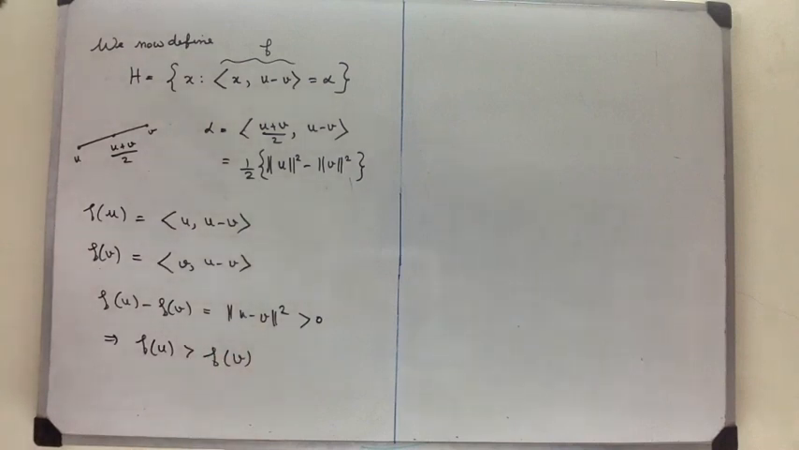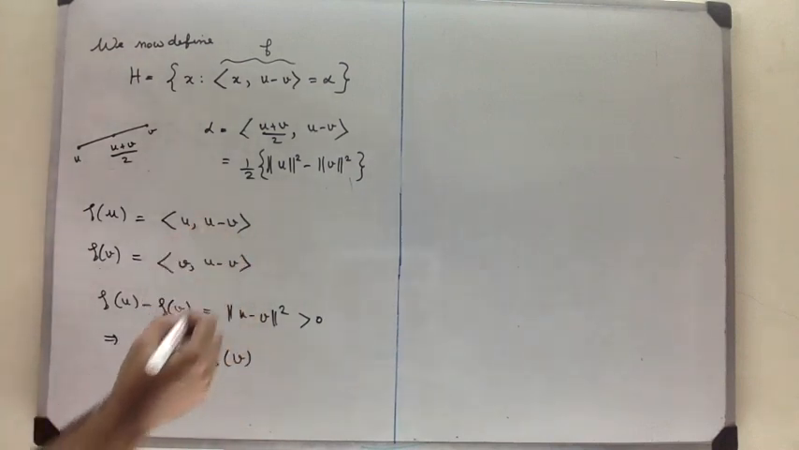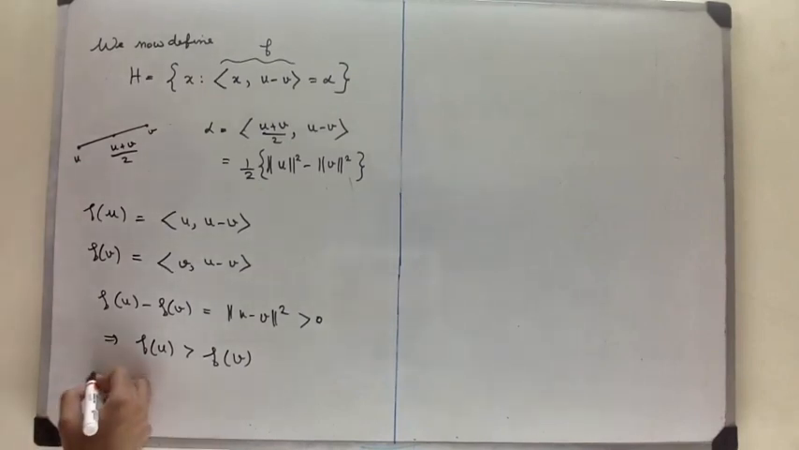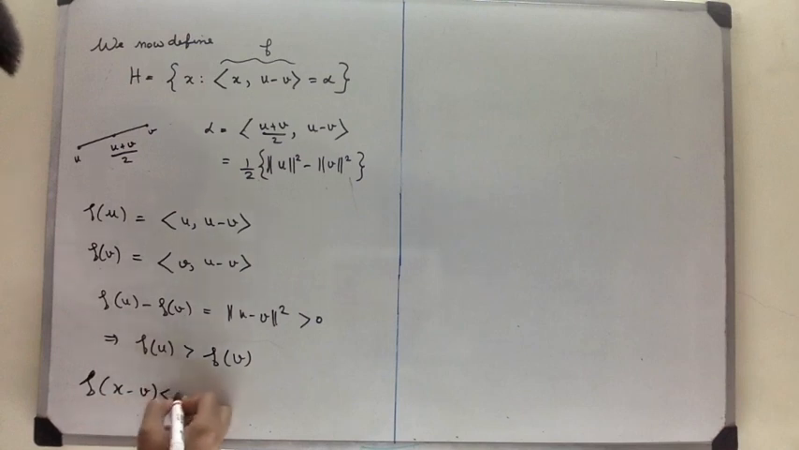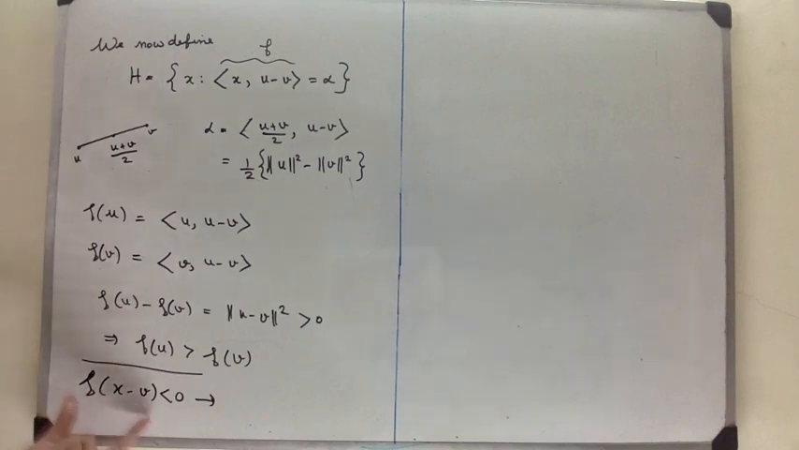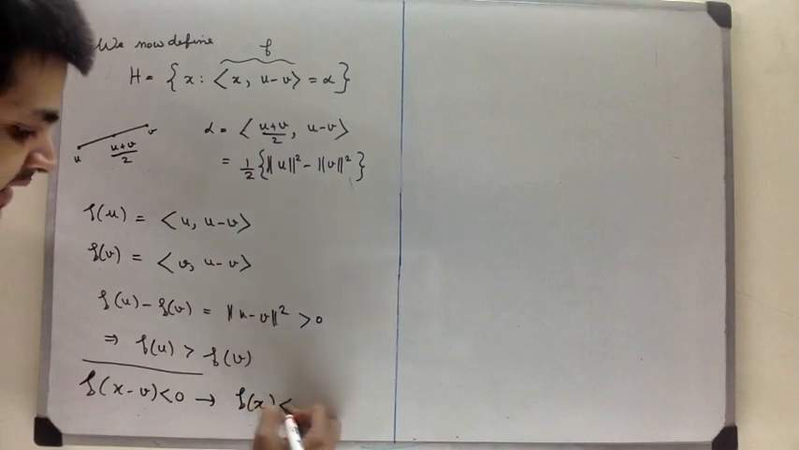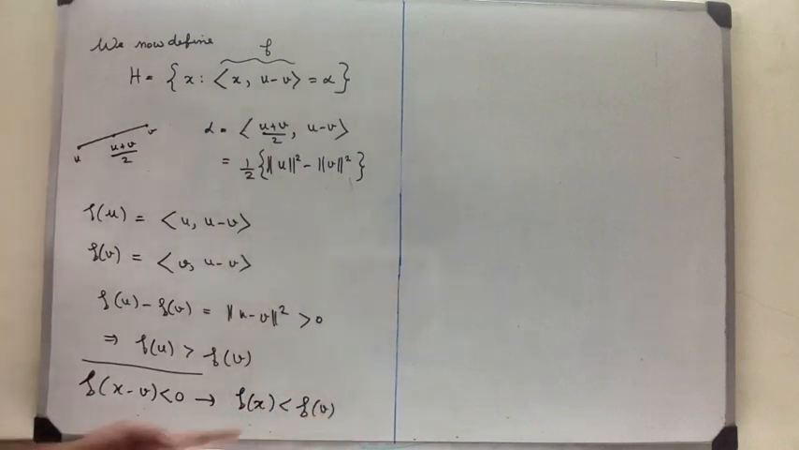Now, because f of x minus v is less than 0, just this is exactly the property that we proved, but now written in terms of this function. This implies that f of x is less than f of v. This implies that f of x is less than f of u for all x in A. This means that H strictly separates u and the set A. So we are done with the proof.